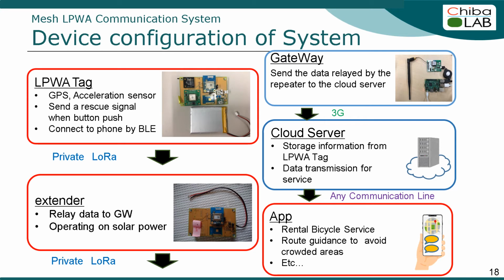The system uses another communication protocol to connect to the cloud server. A gateway changes the format from private LoRa to 3G. The cloud server utilizes this for services and provides the app by any line. The app provides the received data as a service that users can use. The data is exchanged by this communication system. The more extenders are installed in the tourist area, the more reliably the data will be transmitted. We plan to achieve research goals by services using this system.